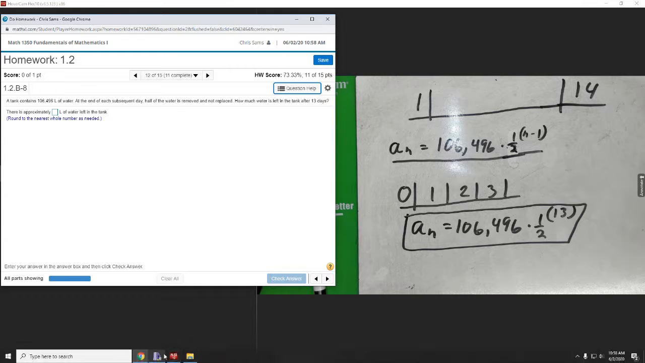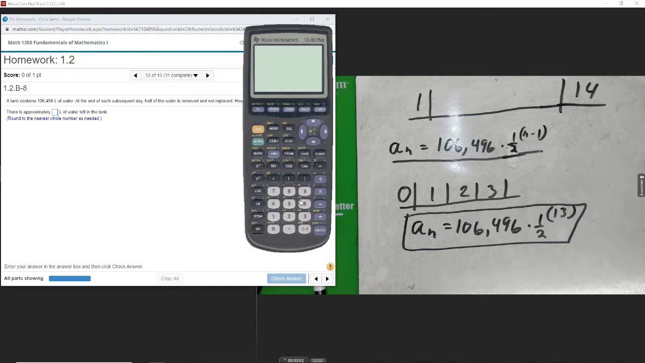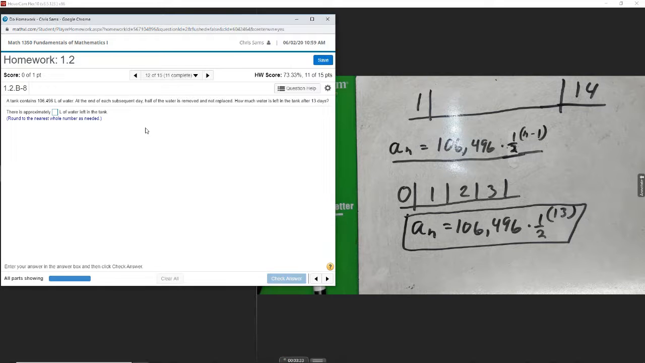Okay. So we're going to compute, since these are some pretty big numbers, with the calculator. 106,496 times, let's do in parentheses, 1/2, 1 divided by 2. And then we're going to raise that to the 13th power. Okay, so approximately 13 liters will be left in the tank.